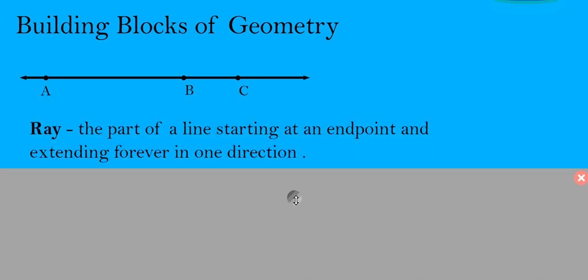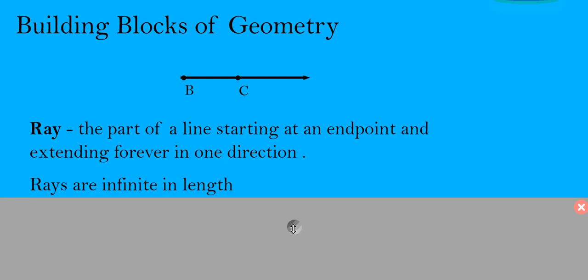And lastly, but not leastly, when we are combining a line and a segment, you get a ray, which is the part of the line starting at an endpoint and extending forever in one direction. Right? So if we cover up this half of the line beyond point B, this is a ray. It's got an endpoint and then goes forever in one direction. Think of a ray of light. A ray of light would go forever and ever and ever.